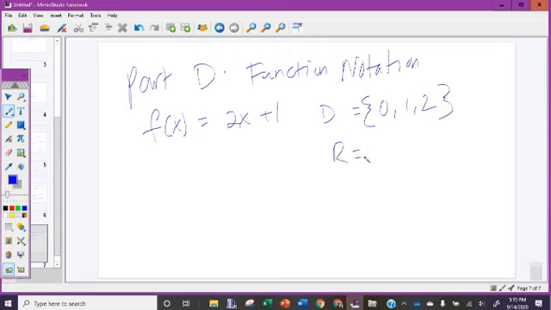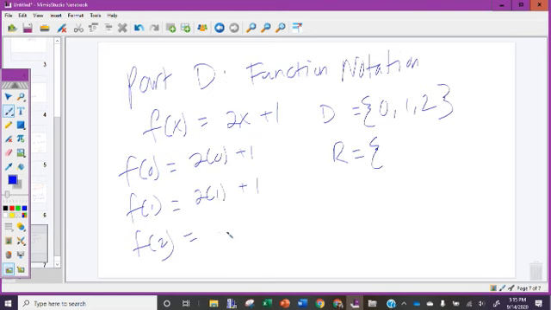The range is just a solution to this. Your range is your f of 0, your f of 1, your f of 2. Okay? So when you're plugging these values in, 2 of 0 plus 1, 2 of 1 plus 1, 2 of 2 plus 1, you're going to get 1. You're going to get 3. You're going to get 5. So my range is 1, 3, and 5. Okay?